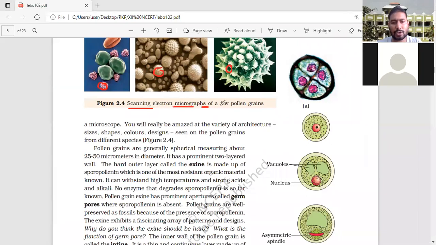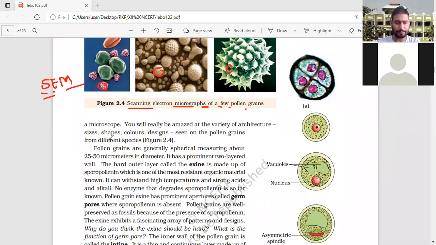This structure is generally observed by SEM, scanning electron microscopy. Scanning electron micrographs are the same as TEM, transmission electron microscopy, but that is not up to your level, that is very high level. Just remember scanning electron, in short SEM. With scanning electron microscopy, they observed this structure of the pollen grain.